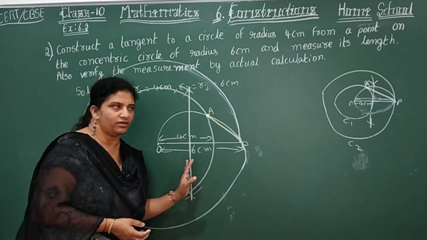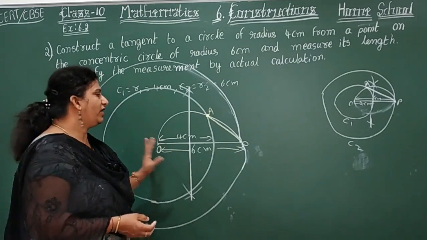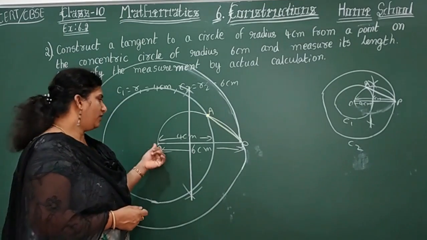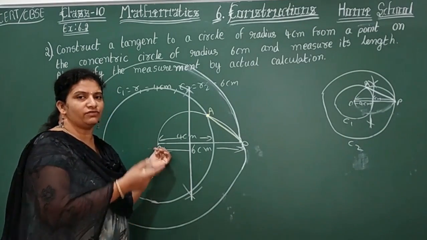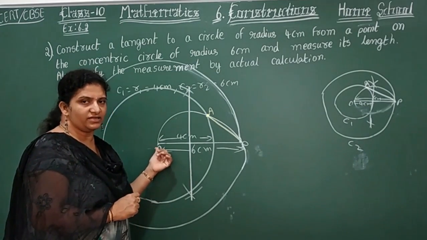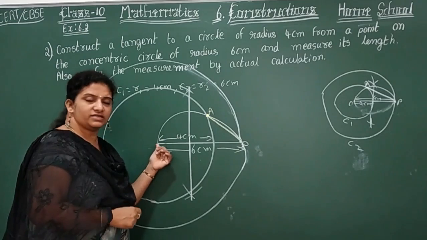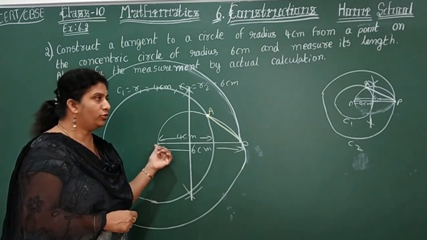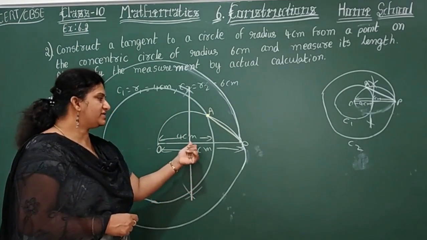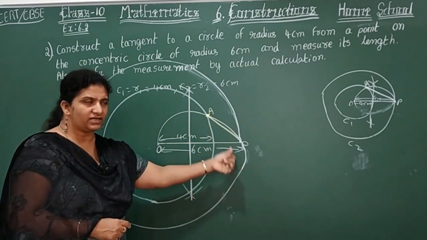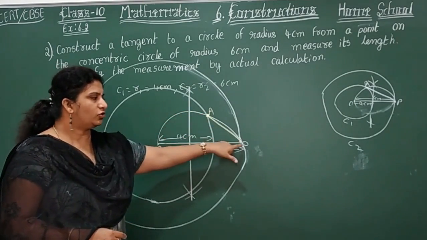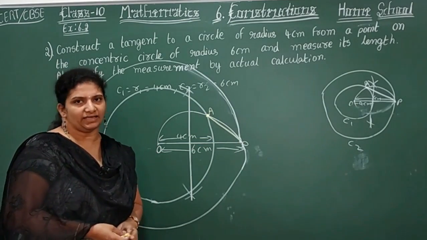Once again I repeat. Please look here carefully. How have we done it? First draw a line of 6 centimeters length. Then consider one end point, with 4 centimeters draw a circle, and from the same point draw a concentric circle with 6 centimeters. Next, with more than half, draw a perpendicular bisector. Then with this as a center, draw a semicircle. The semicircle touches the circle. From there to this point P, this is your tangent.